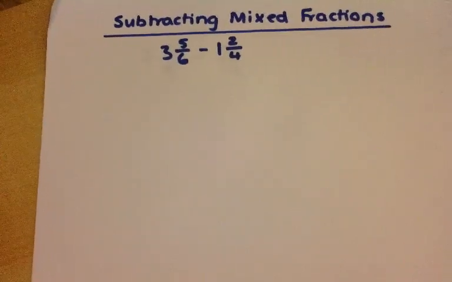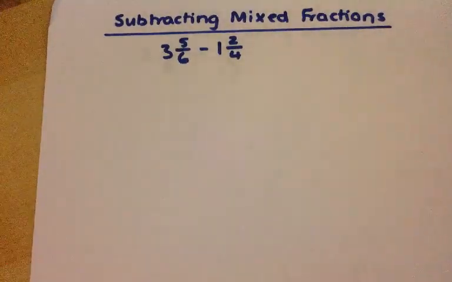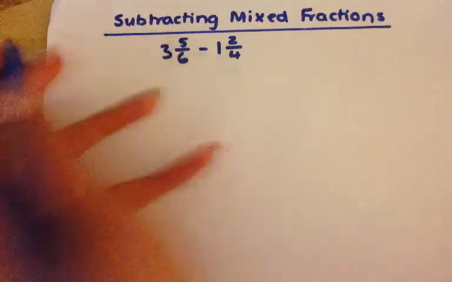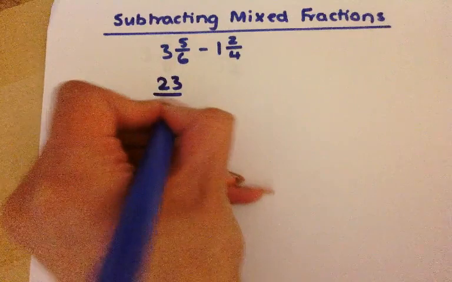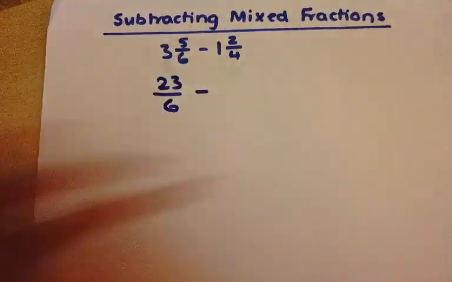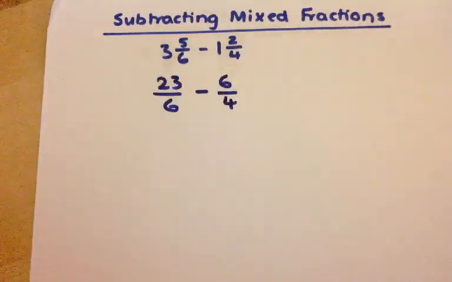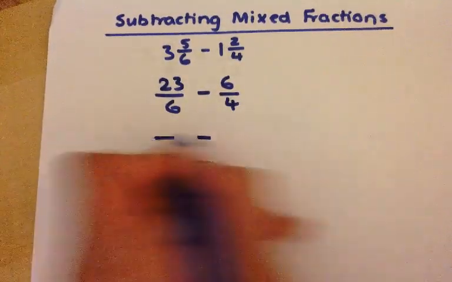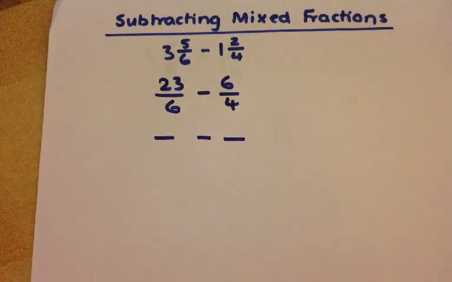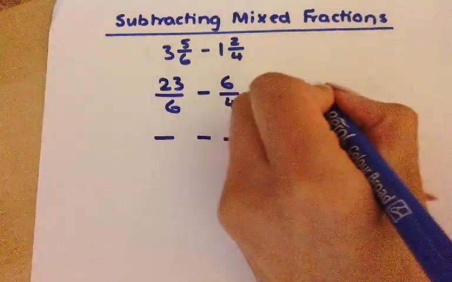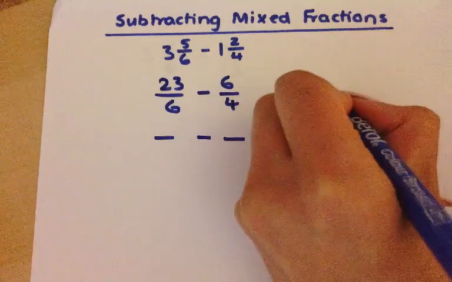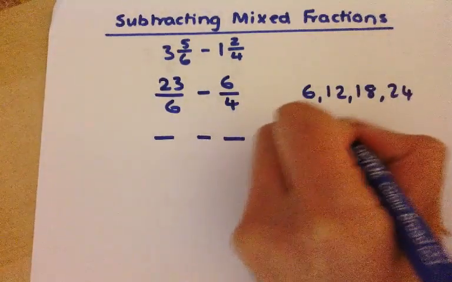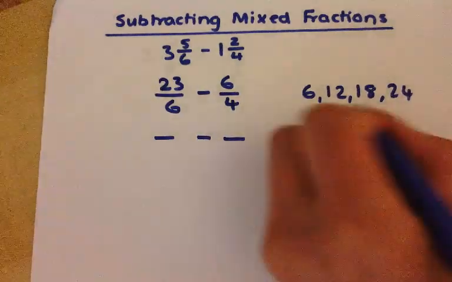Let's do some subtractions. So again, changing to top heavy, 3 times 6 is 18, add on the 5 is 23 over 6. 1 times 4 is 4, add on the 2 is 6 over 4. I could use 24 as a common denominator, but I'm not going to use 24 because it's a smaller one. So let me just write my 6 times table out. And the 4 times table.